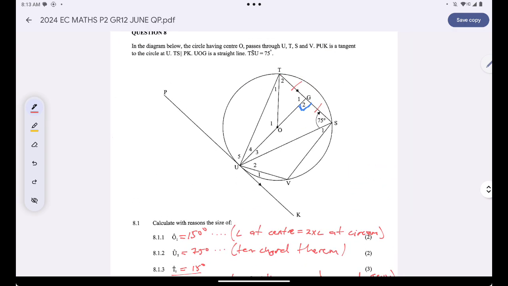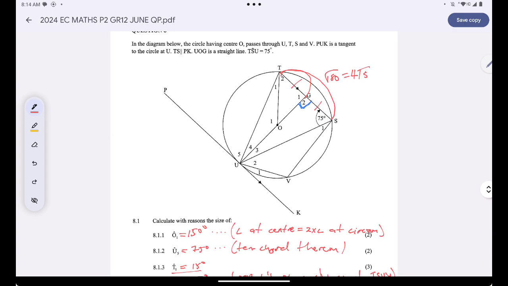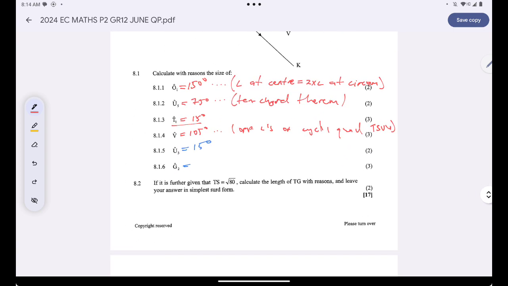I'm given the length of TS as the square root of 80, which is 4 root 5. Let me confirm with my precious calculator. Square root of 80. Yeah, it is 4 root 5. It simply means that TG is equal to 2 root 5, and then GS is equal to 2 root 5. When I add the 2, I'll just get 4 root 5. Okay, but how can I write that here?